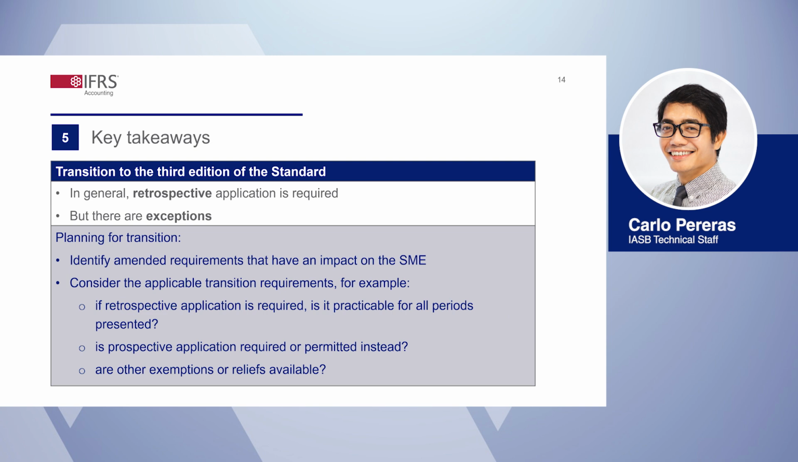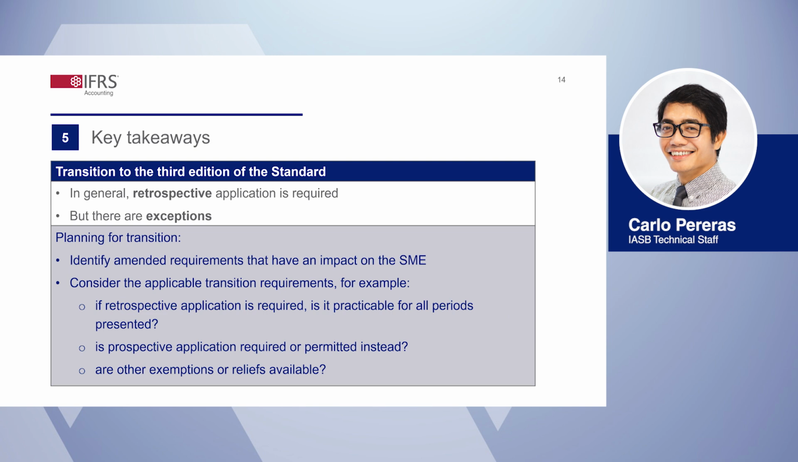Therefore, when planning for transition, we suggest that an SME first reviews the amended requirements to identify those requirements that apply to the SME. For example, the revised section on revenue from contracts with customers is likely to have some impact on most SMEs. Then look at Appendix A of the standard to identify the transition requirements for each applicable amended requirement. There might be several things to consider.